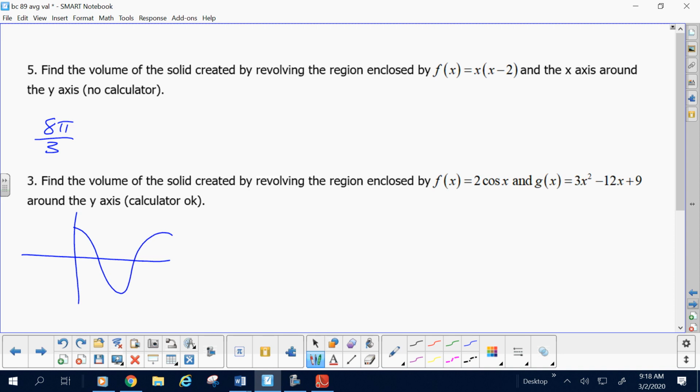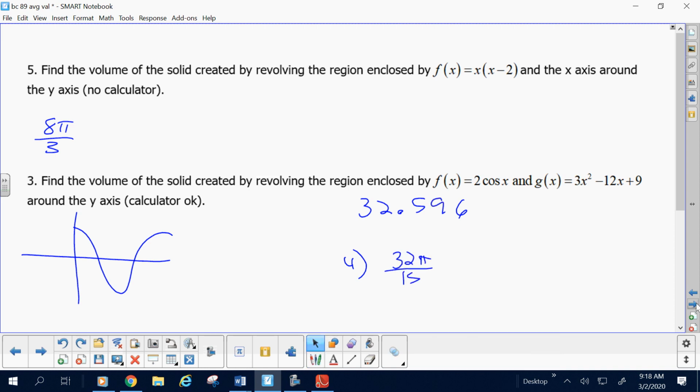What does the parabola look like? Where's the vertex? Anybody have a volume for this bad boy? 32-ish. Can anybody confirm that? 32.596. Excellent. Thank you, Joanne, for having the courage to say that. Thank you for confirming. All right. What about 4 in the front? Does anybody have a volume for that? 32 pi? 32 pi over 15? Okay. All right. Anything you'd like to ask about real quick on 88A?